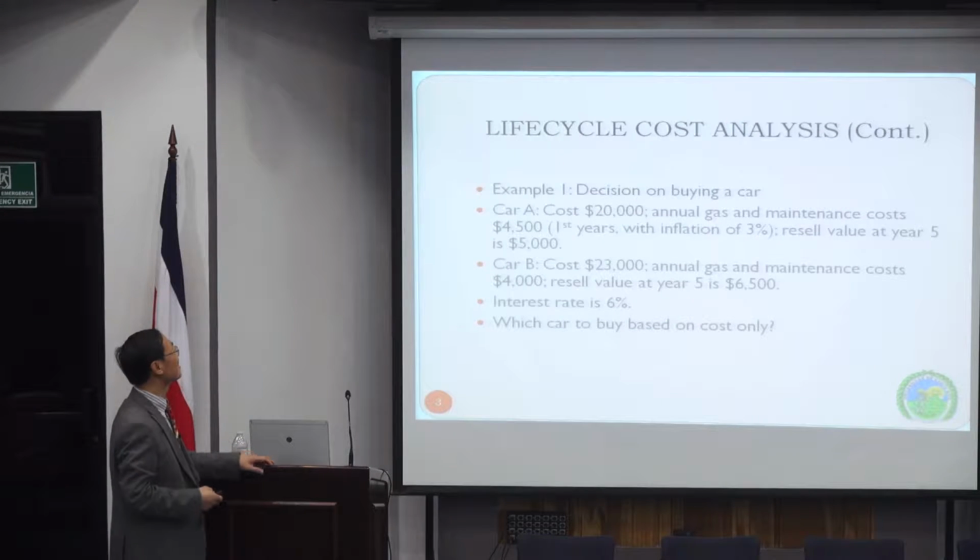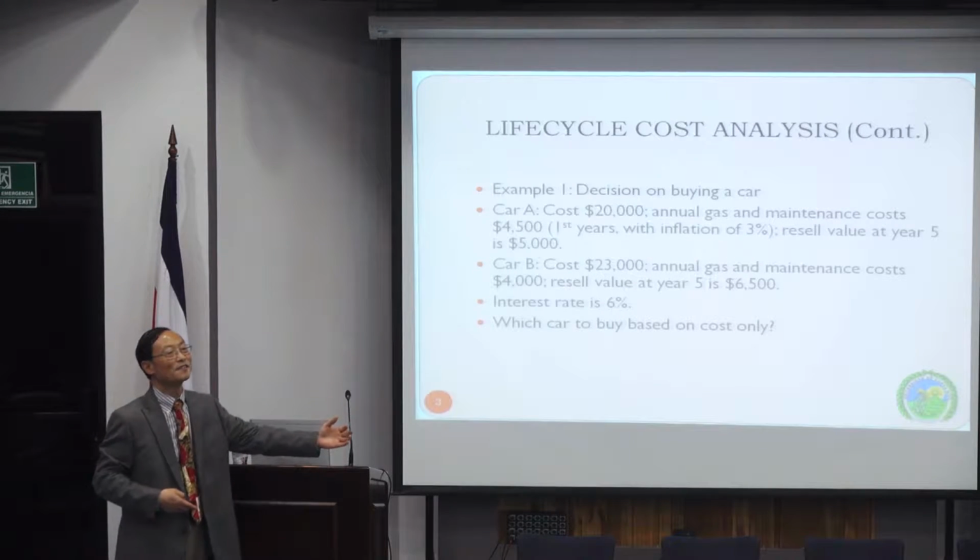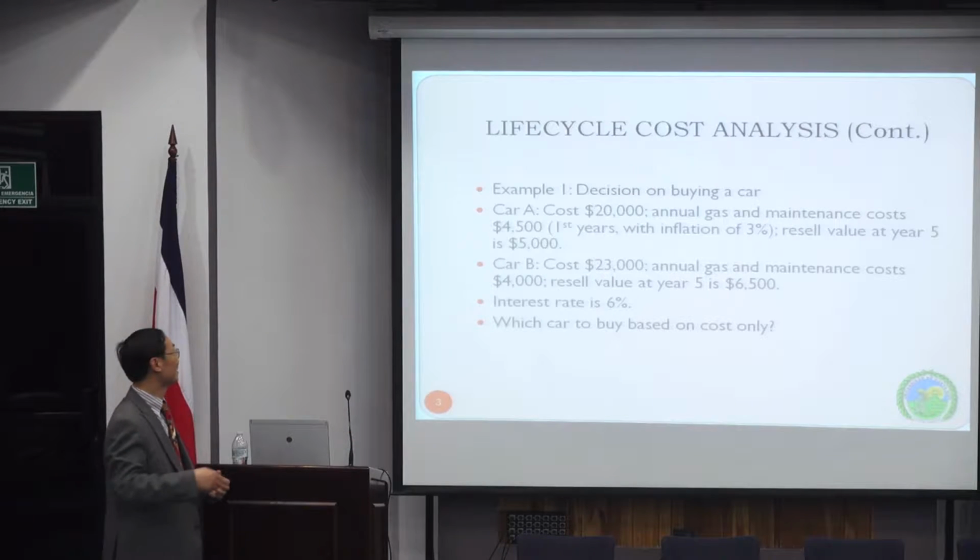And again, using examples: I have a car for $20,000, car A, and the maintenance cost is $4,500, assuming inflation is 3%, and the resale value is $5,000 after 5 years. Car B has similar data. So which car should you buy? You just calculate all the money you spent, then subtract the money you received.